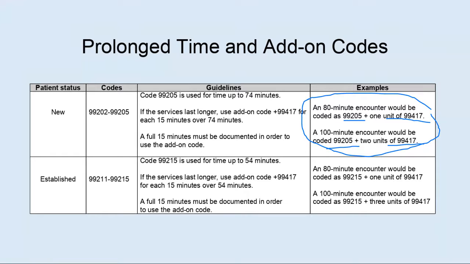For an established patient, the add-on code is used if more than 54 minutes are spent, again for each full 15 minutes. So an 80-minute encounter for an established patient would be 99215, that's 54 minutes, and 1 unit of the add-on code for 15 minutes. A 100-minute encounter would be 99215, that's 54 minutes, and then 3 units of the add-on code for an extra 45 minutes.